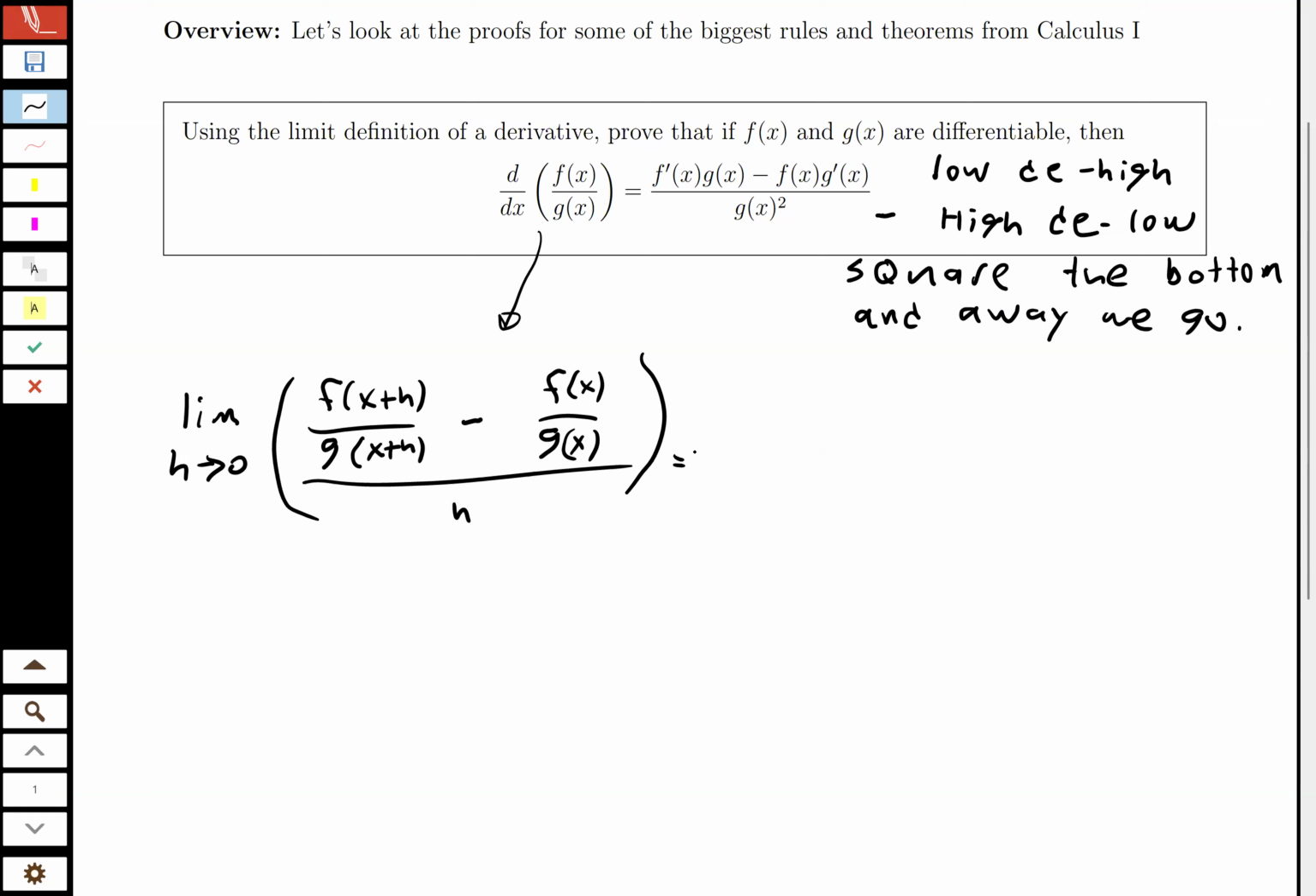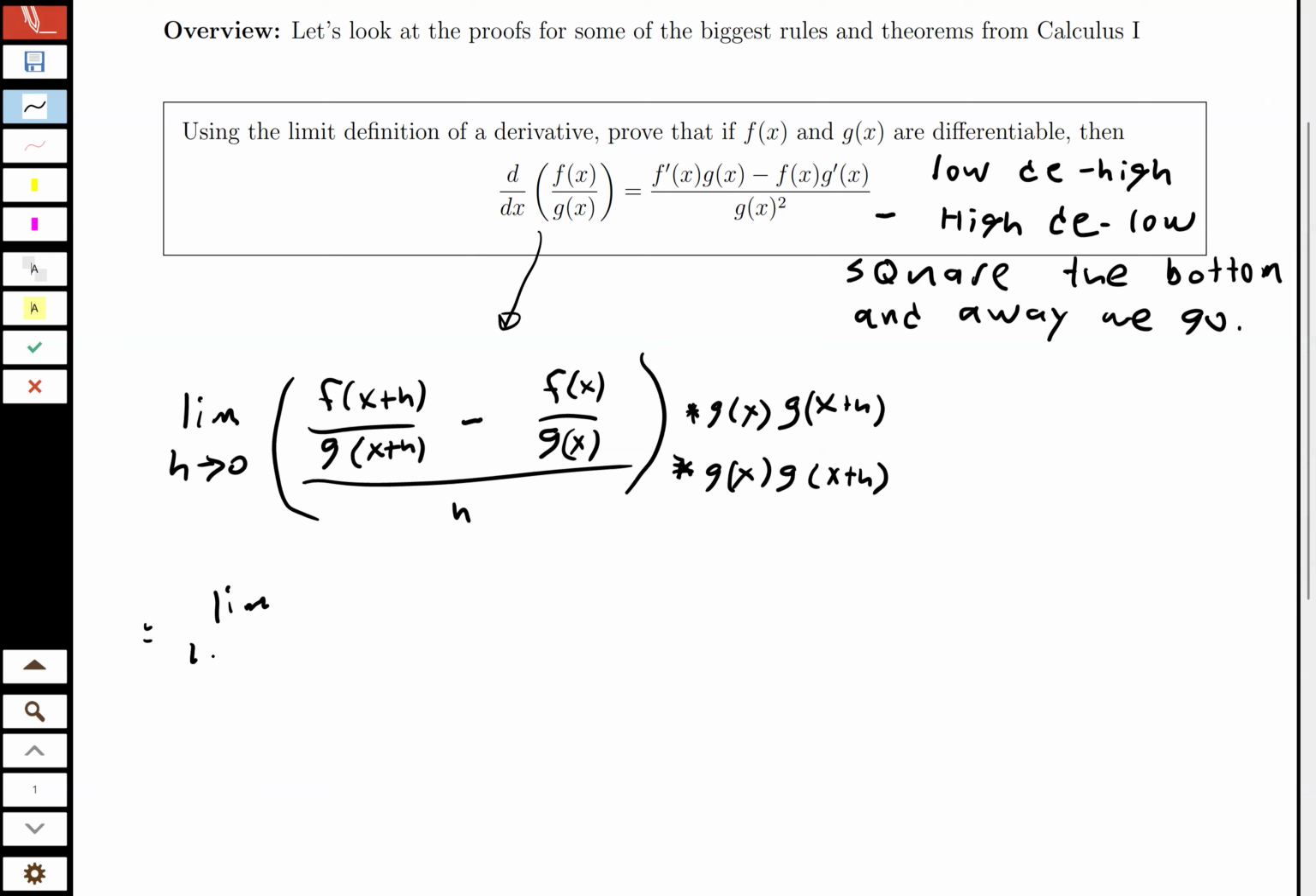Now, I'm noticing that I've got these g's showing up in these denominators. So one thing that I can do to simplify the expression here is multiply the top and the bottom of this expression by g of x and g of x plus h. This will help get rid of some of these fractions because we have stacked fractions going on.